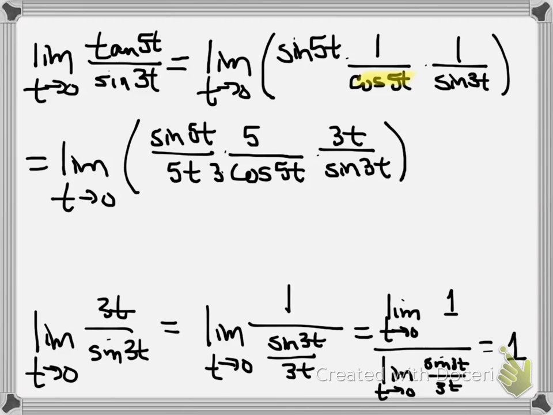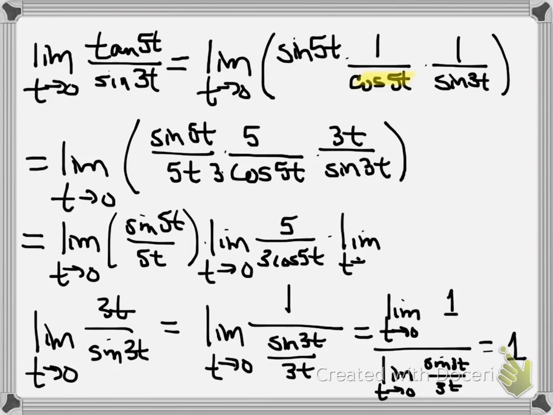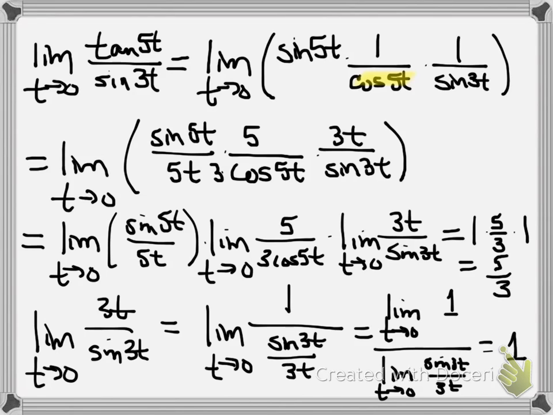Okay, so the limit of the last term is 1, the limit of the first term is 1, and the limit of the middle factor is 5/3. So all the limits exist, so we can split it up into 3 limits, just like this. And notice that the first limit is 1, the middle limit is 5/3, and the last limit is 1, so the whole thing is 5/3.